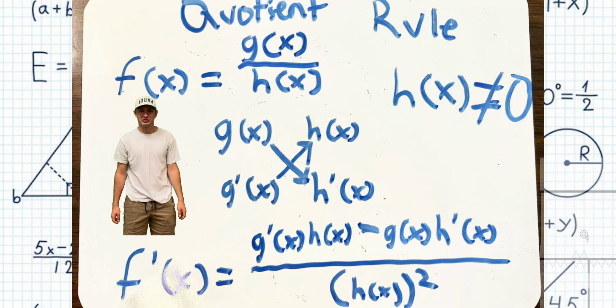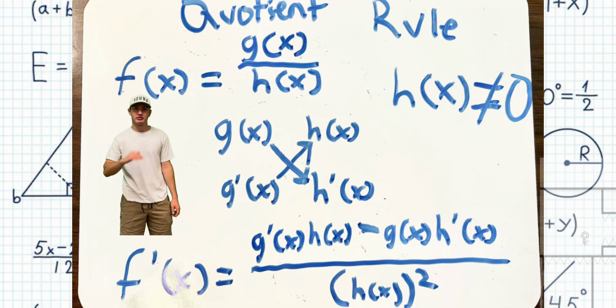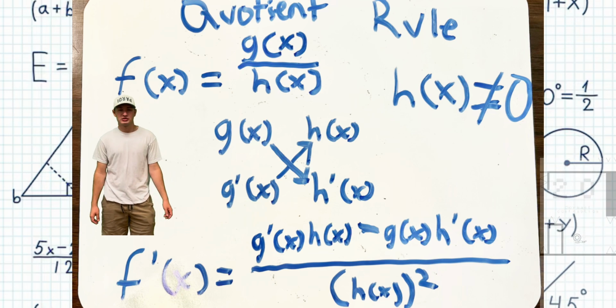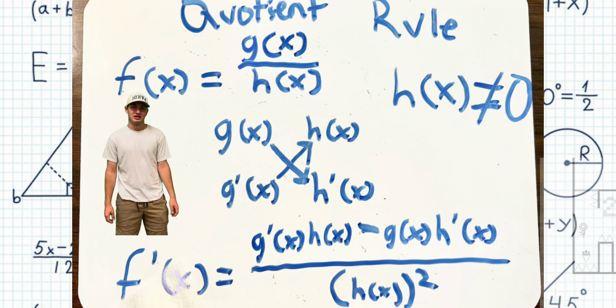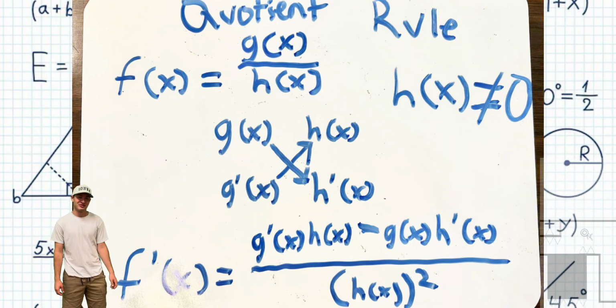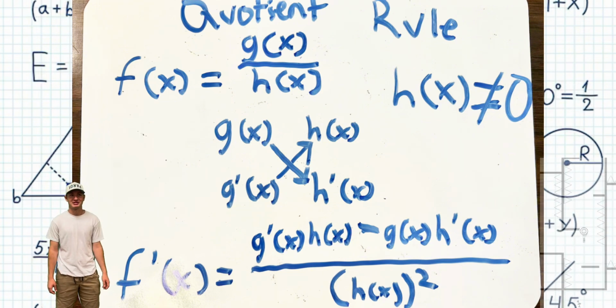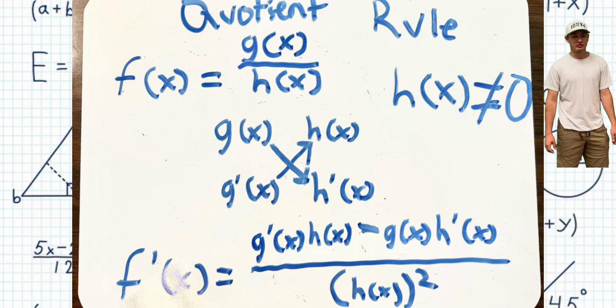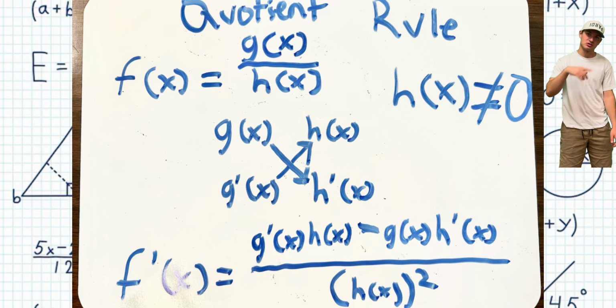Quotient rule is a derivative tool to use when you have one function over another function. The general equation for this tool, given f of x equals g of x over h of x, is f prime of x equals g prime of x times h of x minus h prime of x times g of x, over h of x squared. Important rule, h of x may not equal 0, because you can't take the derivative of something that's over 0.